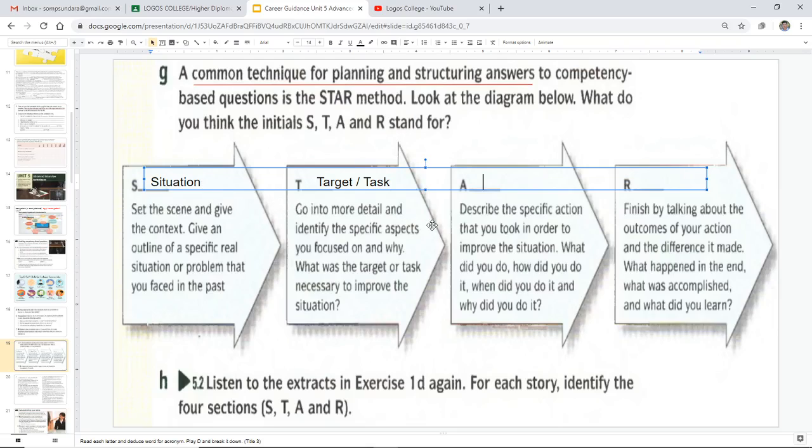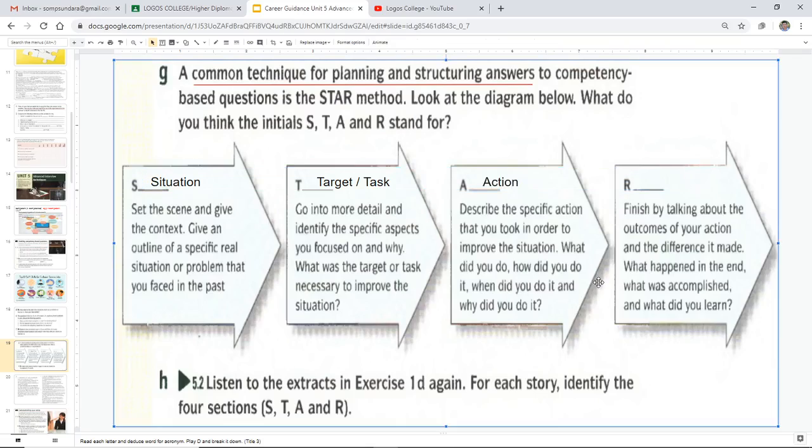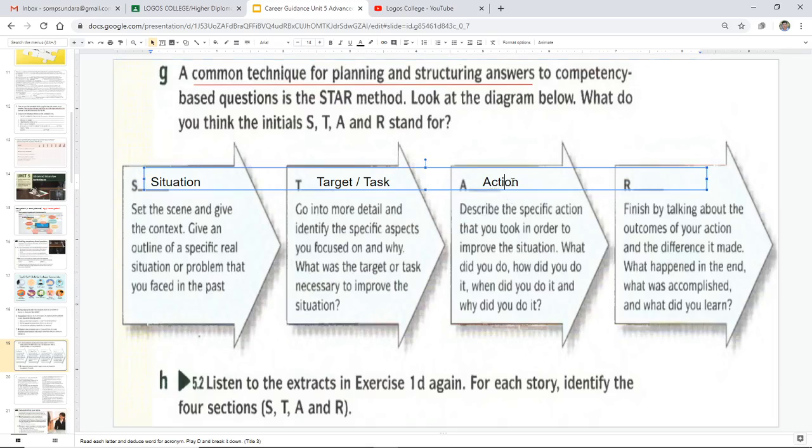Next one, A. A stands for action. Okay. So action is, what did you do? Describe the specific action that you took in order to improve the situation. What did you do? How did you do it? And when did you do it? And why did you do it? Okay. So the action is what you physically did.